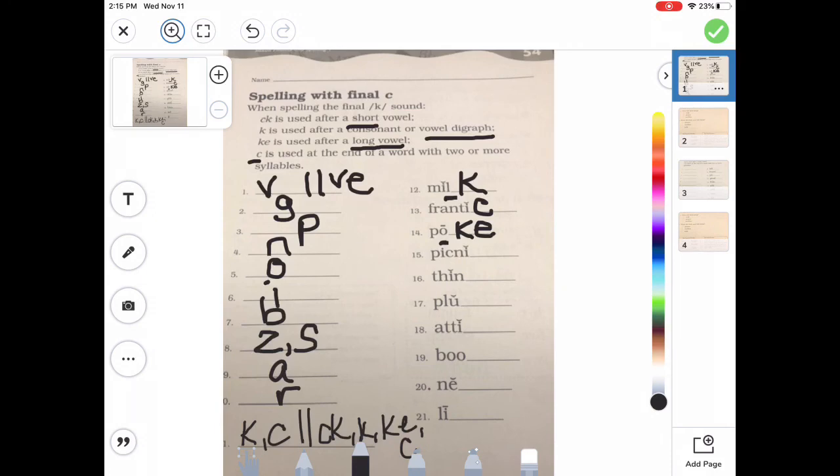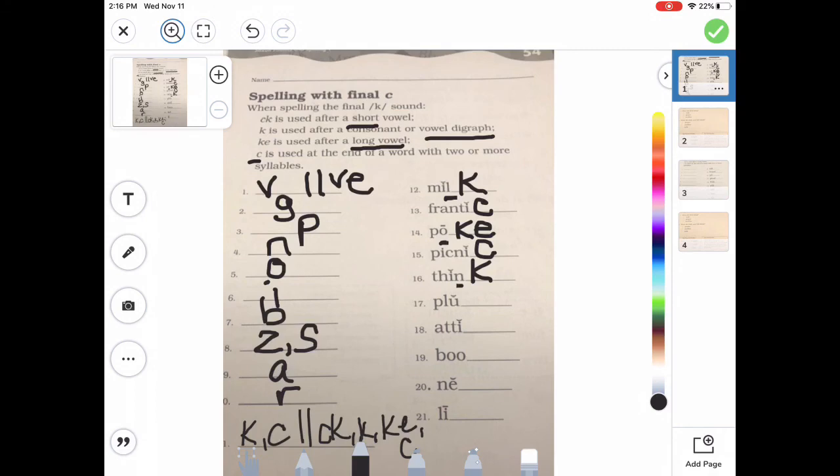All right, the next word, I want to spell picnic. So let's say picnic. Picnic. How many syllables? 2. So since it has more than one syllable, we're going to add a C at the end, okay? Now listen to the next one. Ink. Think. Okay, I've got a consonant, and if it's a consonant, I need to add a K. Very good.